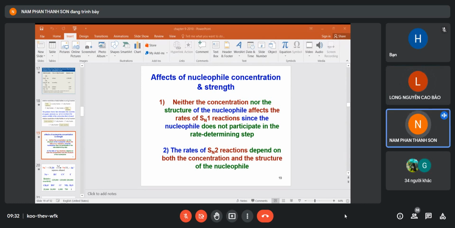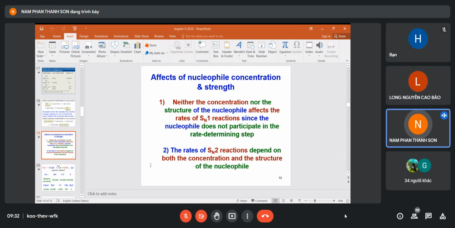Okay. Can you tell your friends, if the nucleophile, I mean the negative attacker, is strong and high concentration, is it easier or more difficult for the SN2 reaction? Easier or more difficult? High concentration and strong, I think it's easier. Okay, easier. Good, thank you.